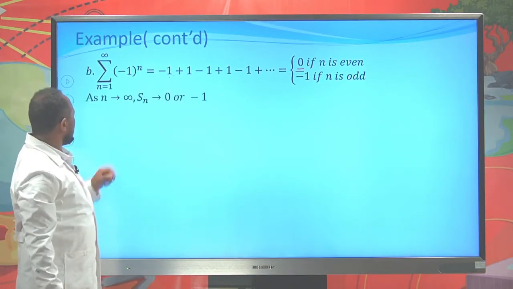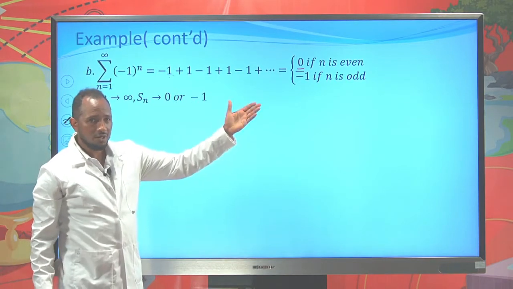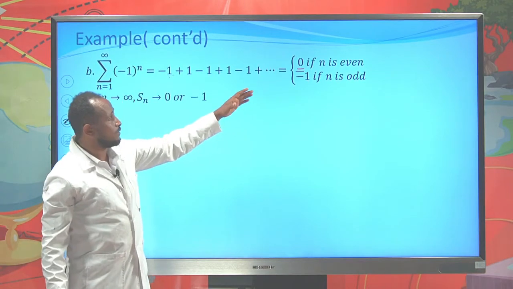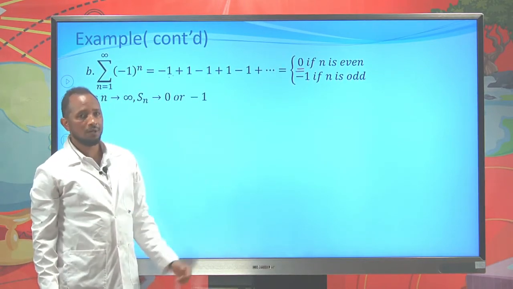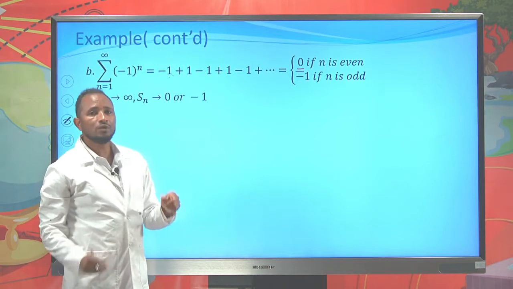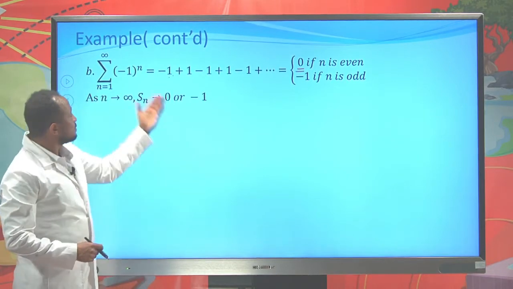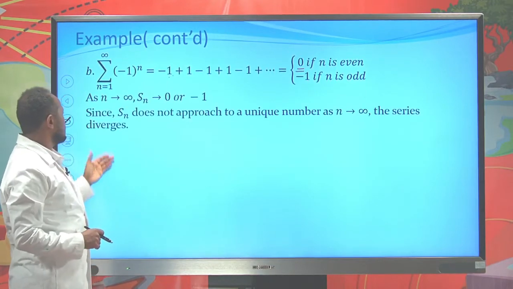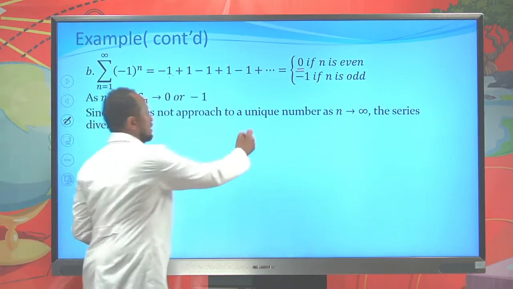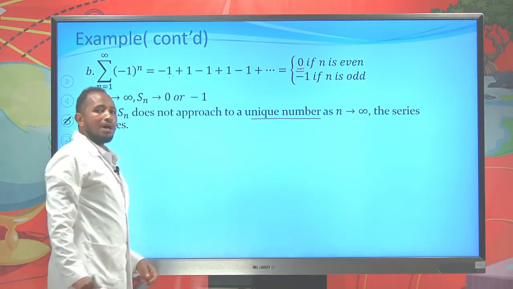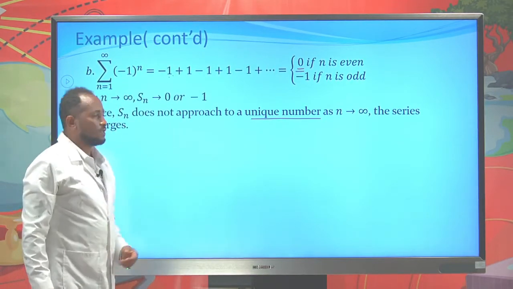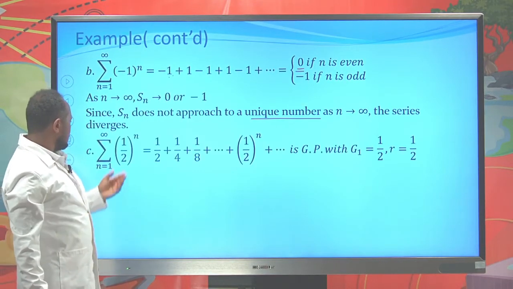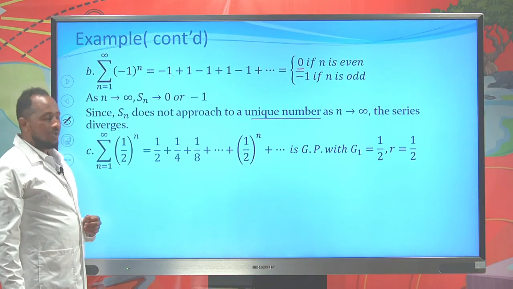Therefore, as n goes to infinity, the sum will go to either 0 or minus 1. So it doesn't go to a unique number. Therefore, this sequence also diverges, since Sn does not approach a unique number as n goes to infinity. Hence, the series diverges.